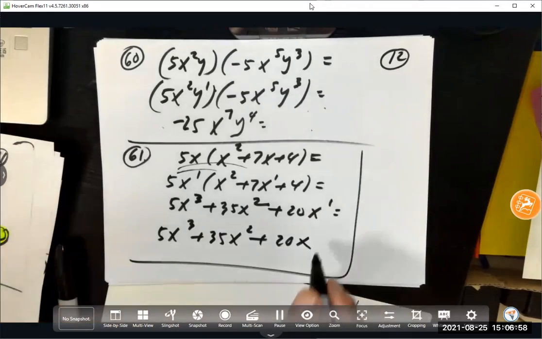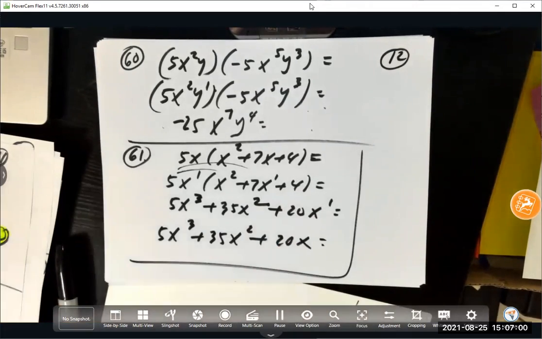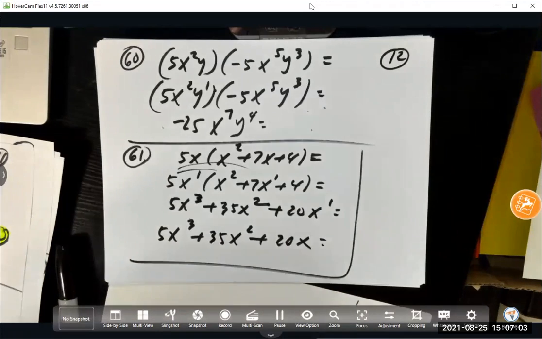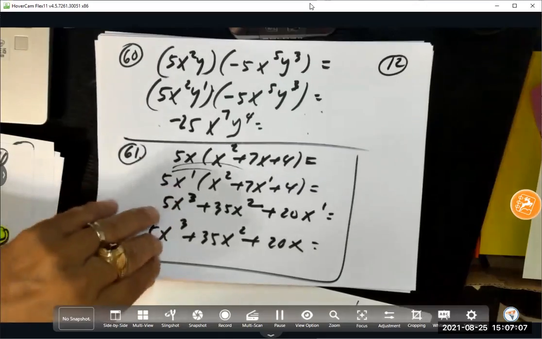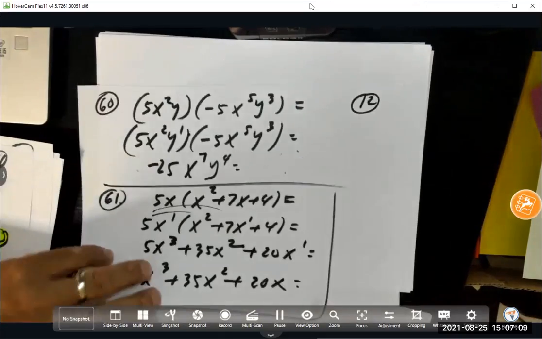Like that. Is that okay? Yes. All right, 61. I'm going to say 61 is good. Can I go to 62 then? Yes? All right, let's go to the next one. If you understand them, I'll go to the next one, okay?